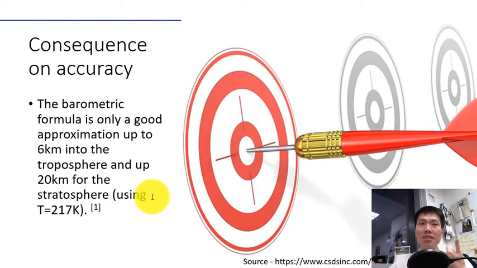Now because of these assumptions, the barometric formula is only good as an approximation of the pressure for a certain range of altitudes. Altitude means a different height from the Earth's surface. Now the first range is from 0 to 6 kilometers in the troposphere. The next is 10 to 20 kilometers in the stratosphere, if we take the temperature to be 217 Kelvin.